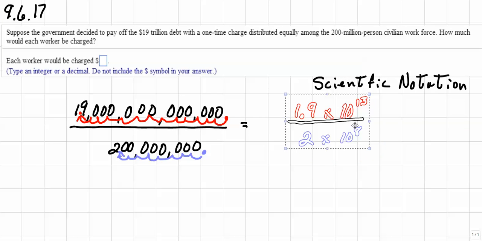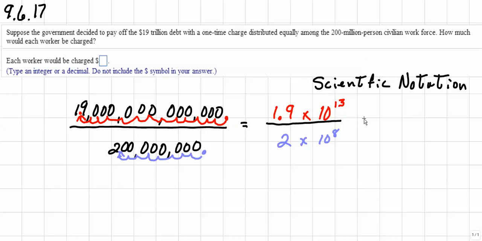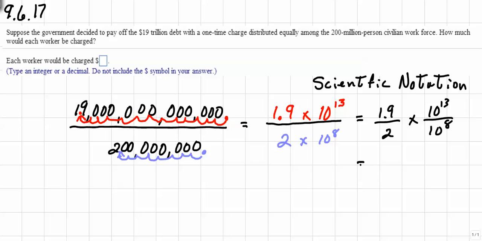And once I do that, let me just slide this over to the left a little. I'm going to rewrite this so it looks just like this. I'm going to have 1.9 divided by 2 times 10 to the 13th power over 10 to the 8th power. Now, 1.9 divided by 2 is going to be 0.95 times, and this 10 to the 13th divided by 10 to the 8th, we're going to use the property of exponents and end up with 10 to the 13 minus 8 power. So I end up with 0.95 times 10 to the 5th power.